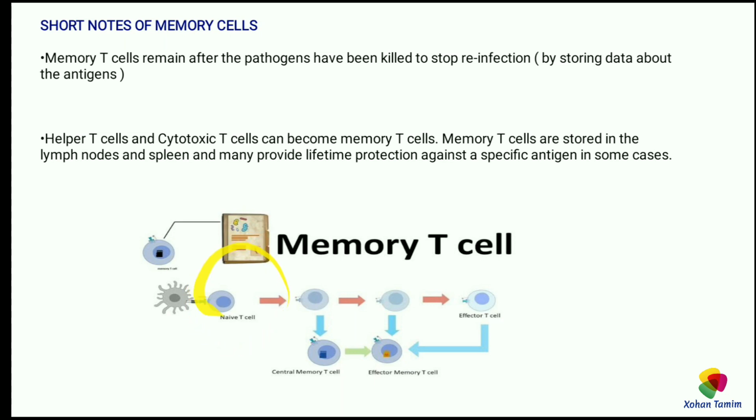Here naive T-cell goes to effector T-cell, and then effector T-cell goes to effector memory T-cell. At last central memory T-cell goes to effector memory T-cells. This is the diagram of memory T-cells.